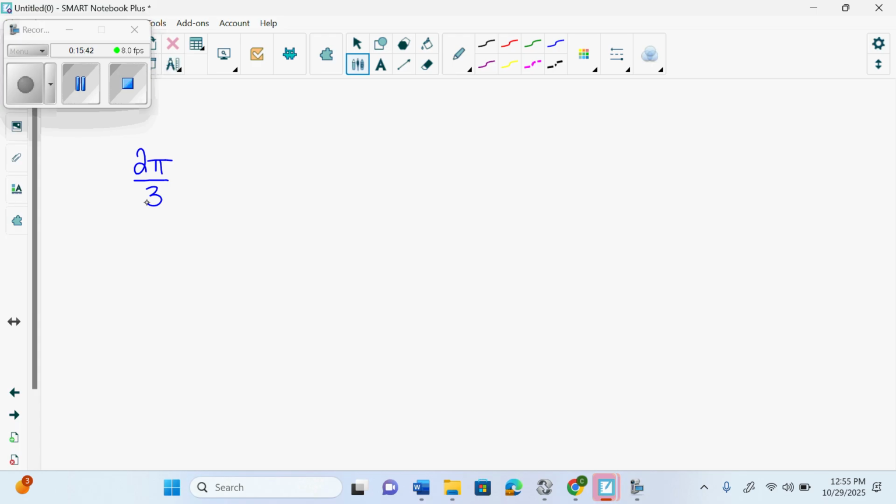Adding 2 pi. If I add 2 pi, why am I not adding 360 degrees? Right, because it's in radians, so we have to add radians to it. 2 pi is 360 degrees in radians. So we're adding 2 pi, and we need to make a common denominator. So I'm going to have to multiply this one by 3. So I'm going to get 2 pi over 3 plus 6 pi over 3, which equals 8 pi over 3. So that'll be my next coterminal.